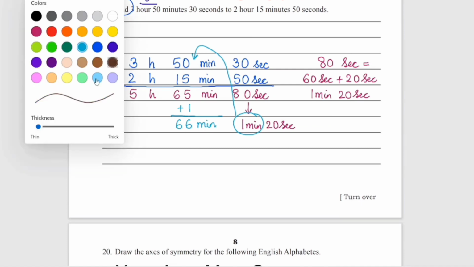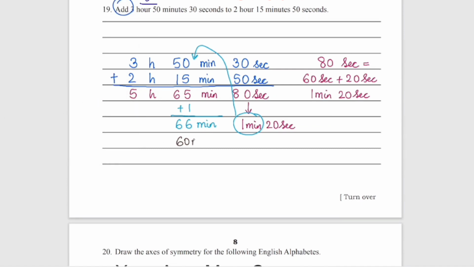Now again 66 minutes can be written as 60 minutes plus 6 minutes. We know that 60 minutes is equal to 1 hour. So it becomes 1 hour and 6 minutes. This 1 hour will give the carry over for the hours. Now we have to add 5 plus 1 hour, which is equal to 6 hours. So the total is 6 hours, 6 minutes and 20 seconds. Solving this type of questions on a regular basis will give you confidence and also help you understand the concept well.